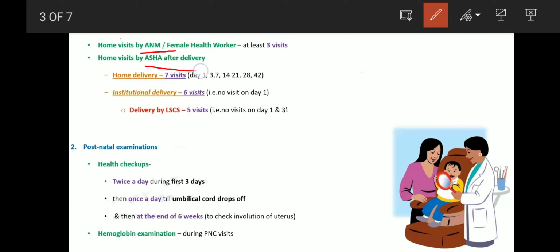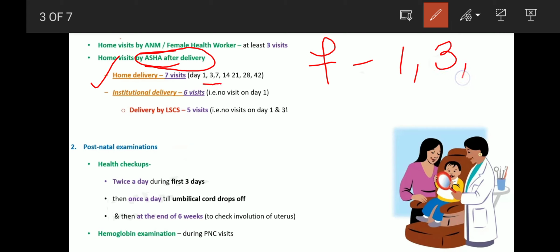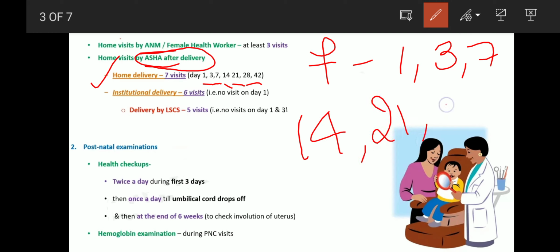Home visits with the ASHA worker after the delivery are as follows. Home visits in cases of home deliveries, that is the domiciliary deliveries. If the home delivery has happened, the ASHA worker has to give 7 visits: in the first week, on the first day, third day, seventh day, followed by 14, 21, 28, and lastly 42.